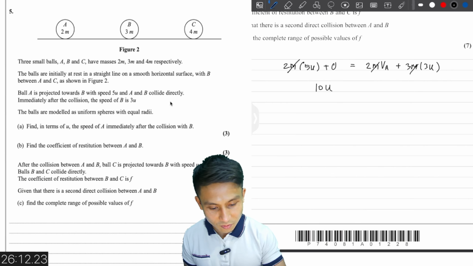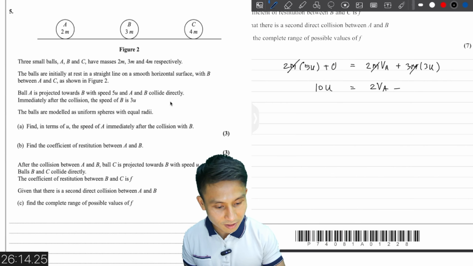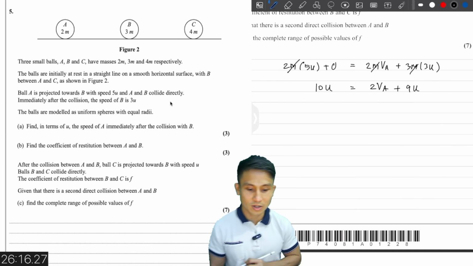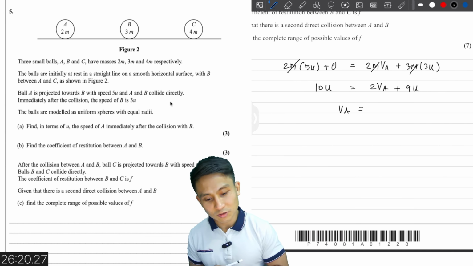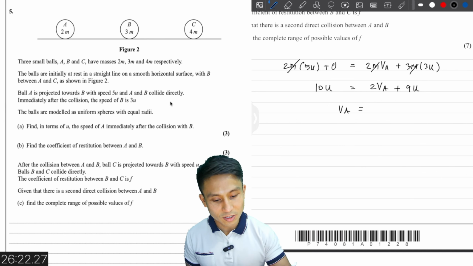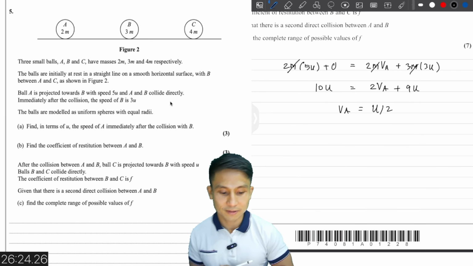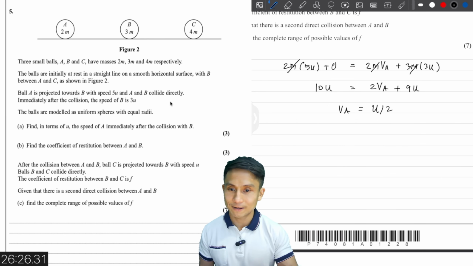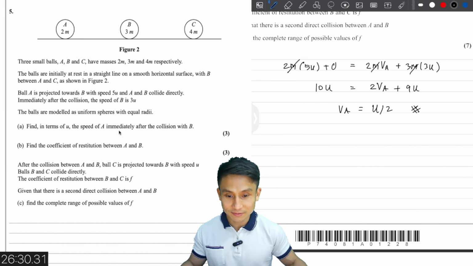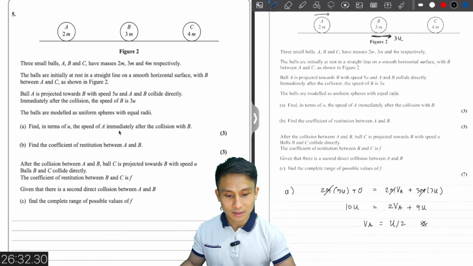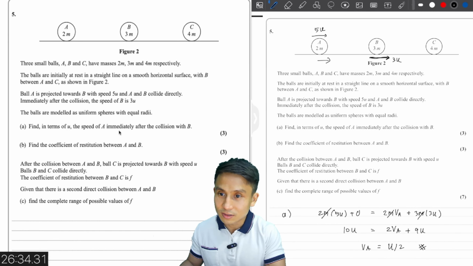So this is 10u equals 2VA plus 9u. Okay, so VA is just 9u subtracting 10u, we get u, and u divided by 2 would be VA, like that. That would be it. So everything is going to the right here. Okay, so let me draw that down here. This is to the right, speed of A immediately after the collision, so u over 2.